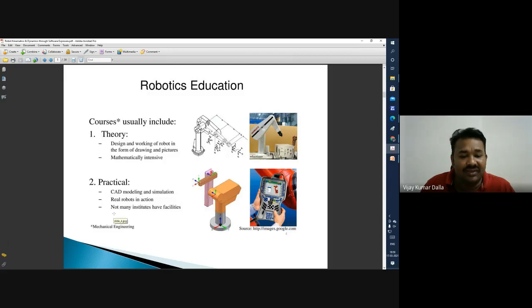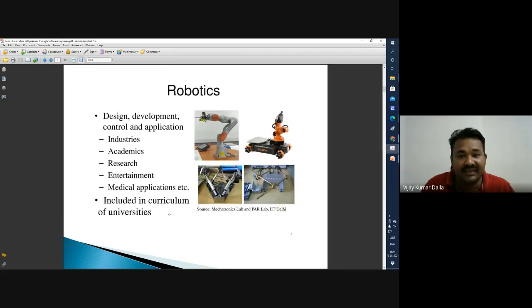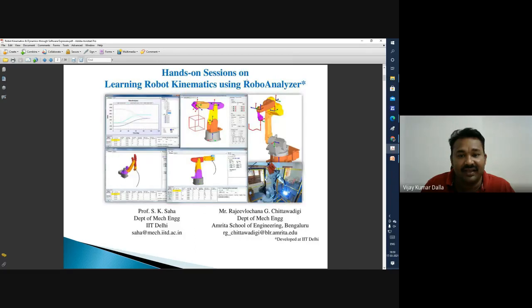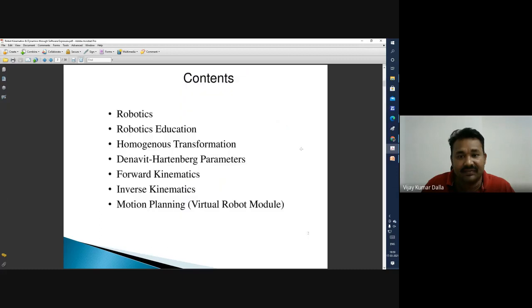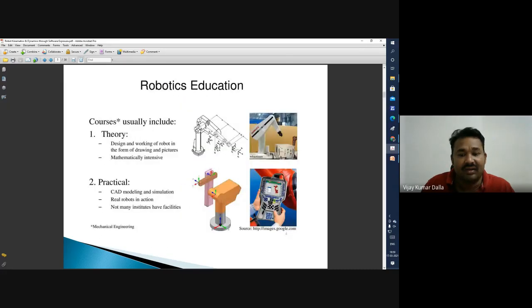Not many institutes have facilities where actual robots and laboratories are there. In that case, visualization using the software named RoboAnalyzer is very important. The software name is RoboAnalyzer, and it is very good for visualization of kinematics and dynamics of a robot.